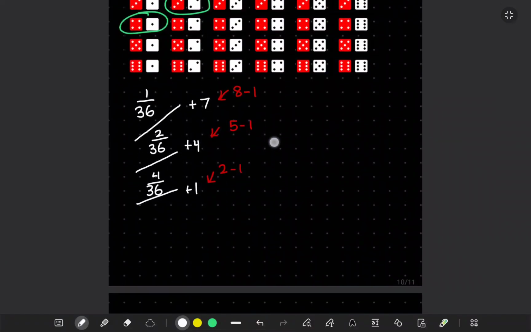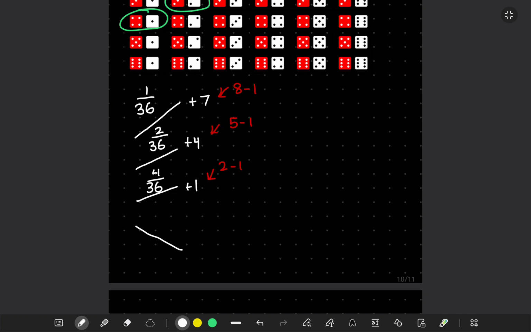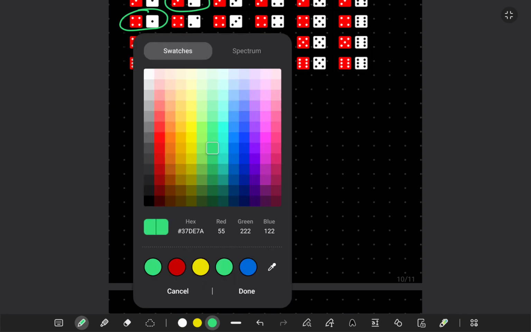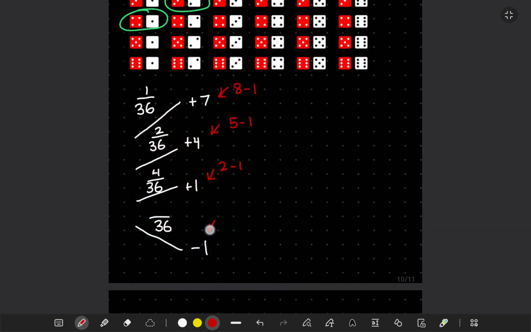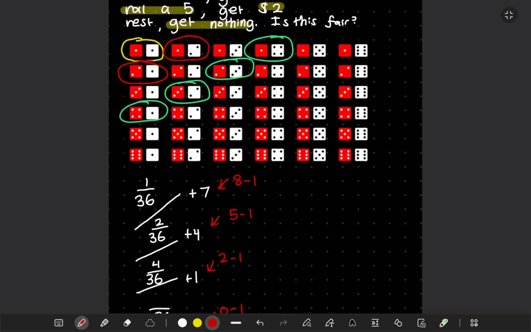Now the last one says the rest, I get nothing. So I know it's going to be out of 36. And it says I get nothing, that's minus 1. Why is it minus 1? That's just because I have to do 0 minus 1. But here's the problem. How do I figure out the rest? Well, so far, the things that I've circled are 7 things. So I'm going to mention that so far, we had 7 outcomes.